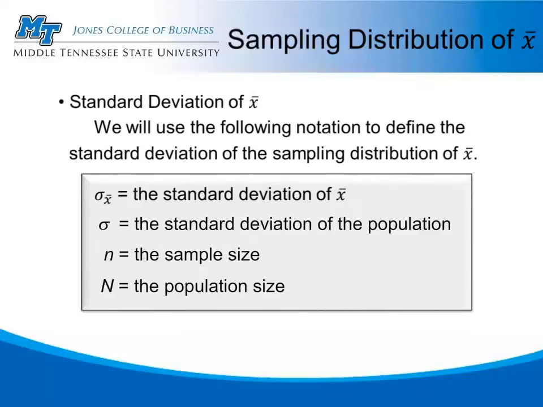Now, these are some of the symbols that we're going to be using. We're going to use the symbol sigma with the subscript of x bar to represent the standard deviation of x bar. Likewise, you could use the symbol mu with the subscript of x bar to represent the mean of x bar, the expected value of x bar. Another name for the standard deviation of x bar is the standard error of the mean. But the symbol sigma by itself is the standard deviation of the population. Lowercase n is the sample size, and uppercase N is the population size.